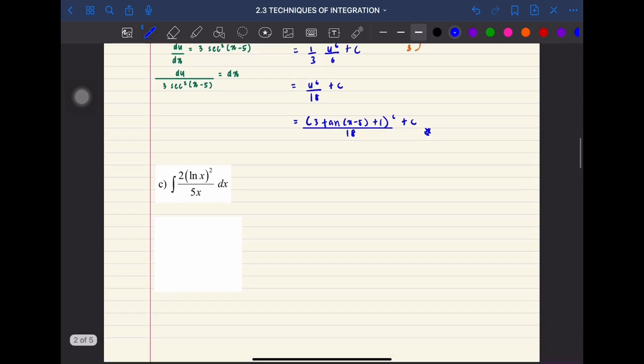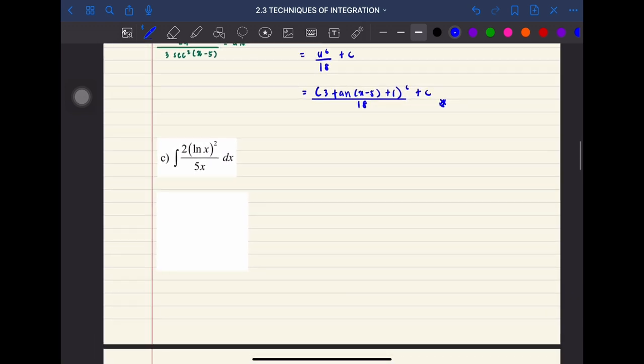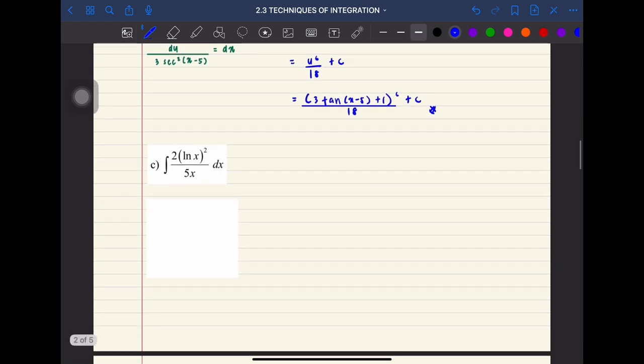For the last part of question 8, we have this function over here, and notice that we have ln in it. Remember, we cannot directly integrate ln. For a function that involves ln, normally this will be your u. So the function inside will be your u. Again, now we have 2u squared over 5x dx.